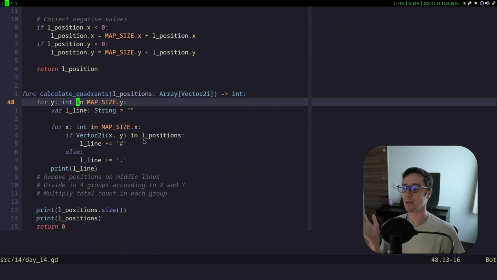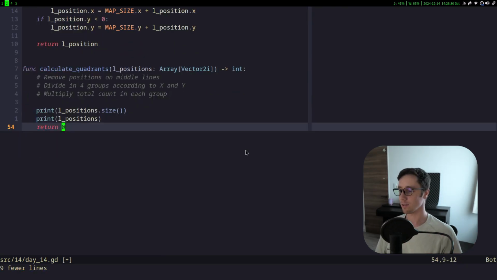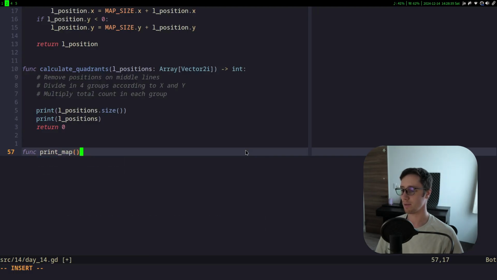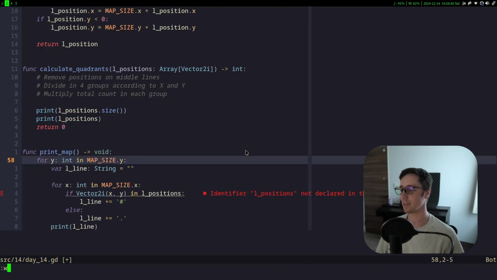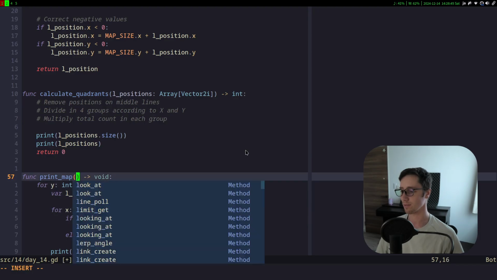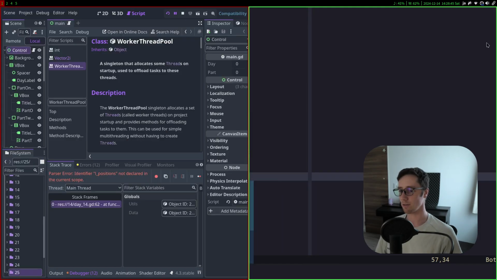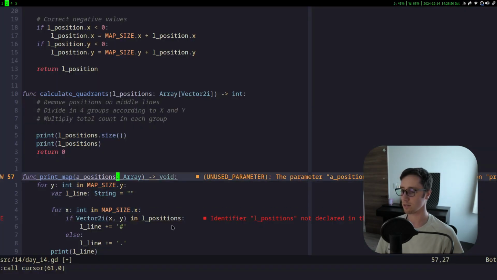And then for calculating the quadrants, I have not done this yet. I just created a small function to print out the map. I wanted to do this because I felt like if I don't, I will possibly regret it later on. But yeah, this kind of works. Well, I should probably finish the function that I'm writing on.